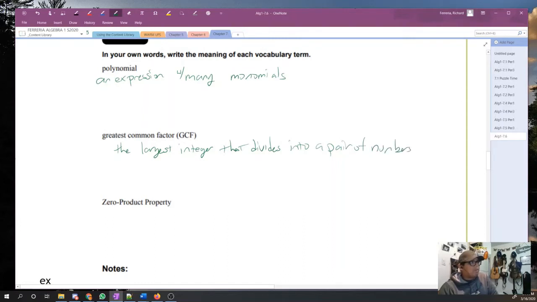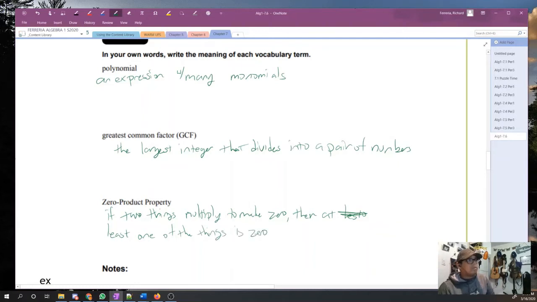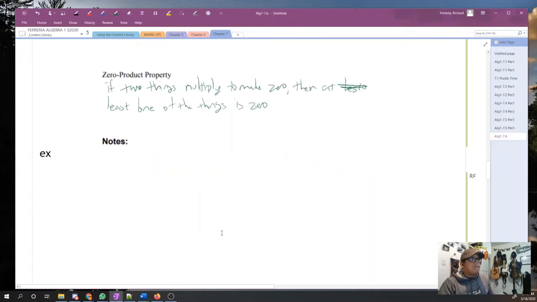And a zero product property, this feels a lot like review again, but the zero product property says that if two things multiply to make 0, then at least one of those things has to be 0. I'm going to talk about how that's just good intuitive math sense.